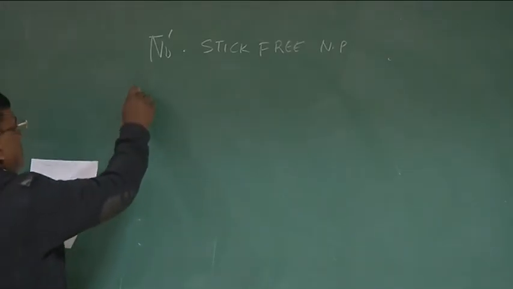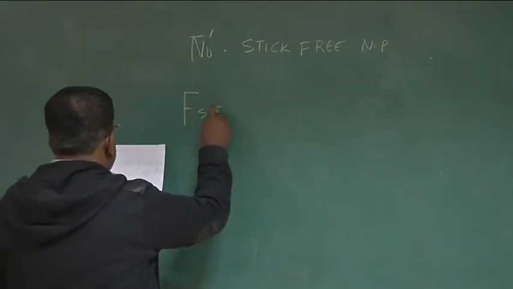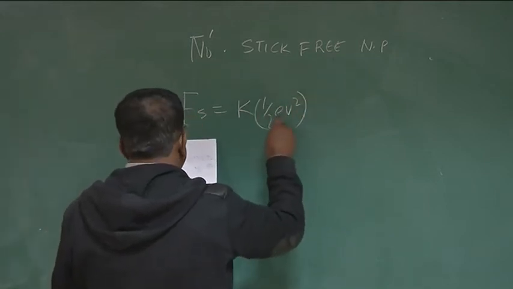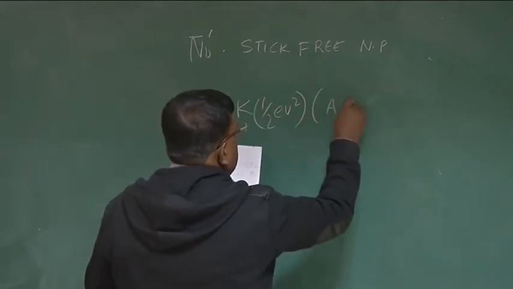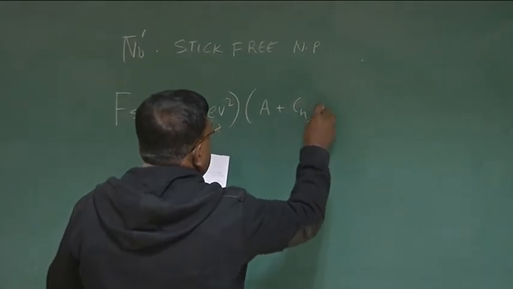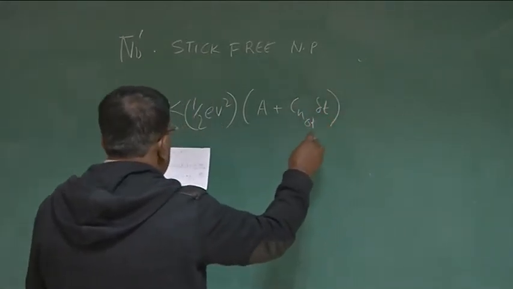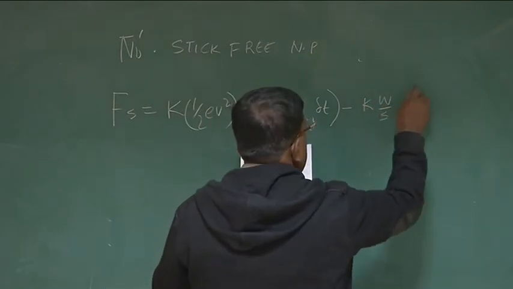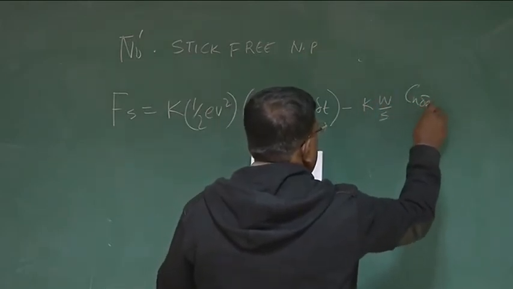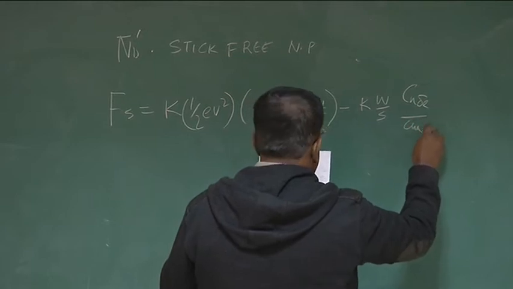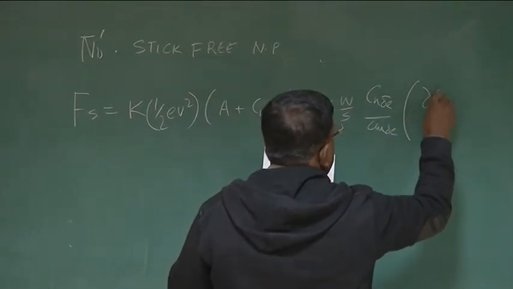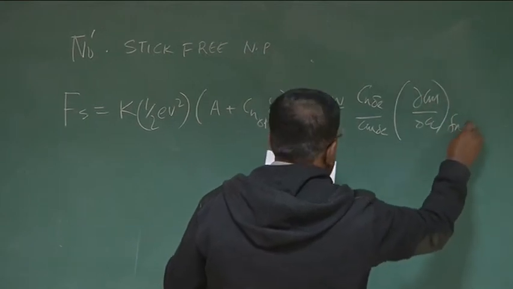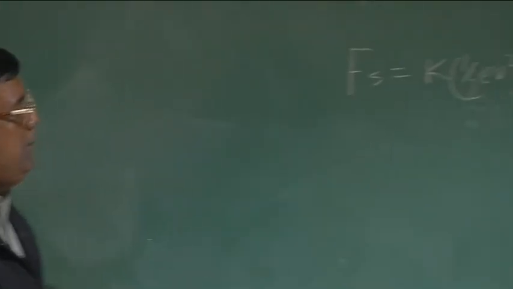If you recall, the stick force expression was half rho V square (A plus Ch delta t into delta t) minus K W by S Ch delta E by Cm delta E into dCm by dCl free. You are familiar with the Fs expression.